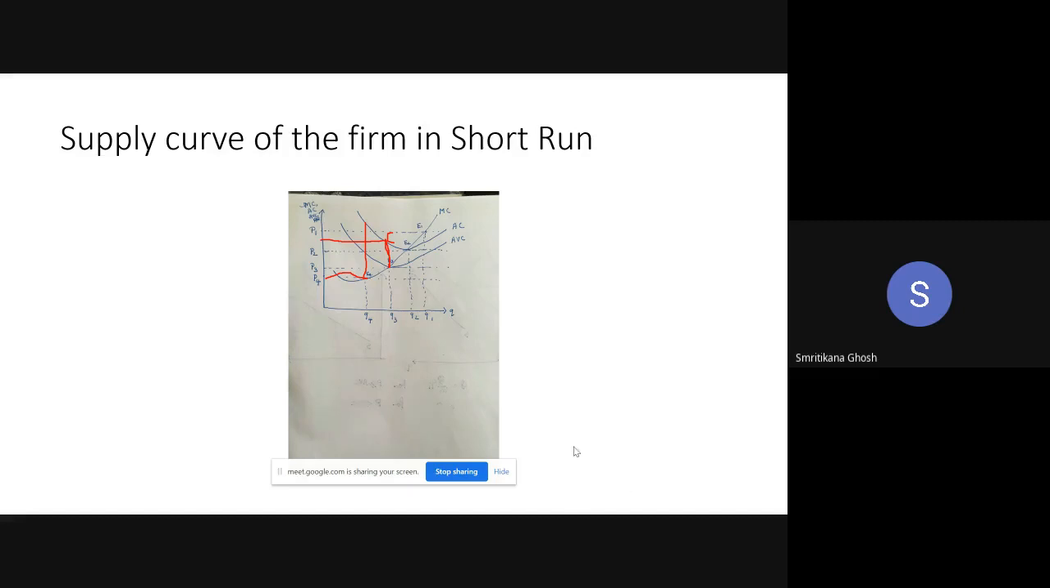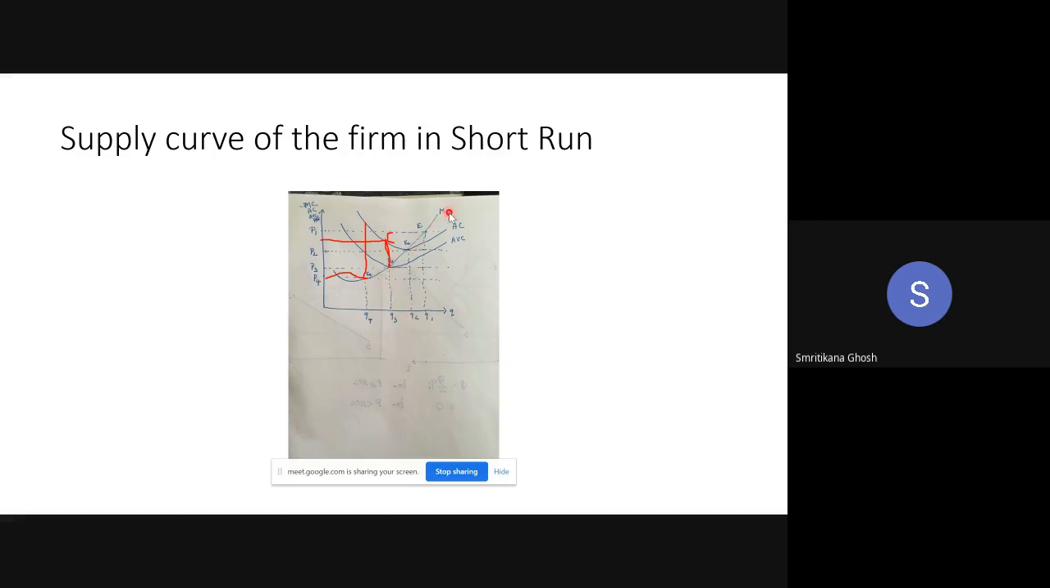Okay. Now look, if your price is P1, your equilibrium is E1. If the price is P2, equilibrium is E2. If the price is P3, equilibrium is E3. So all the equilibrium points are on my MC curve, right? So for whatever price above P3, the equilibrium points will be on the MC curve, with the corresponding quantity.